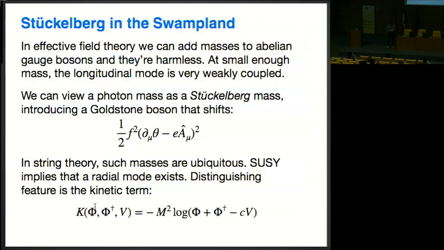Okay. So more recently, I've been thinking about another phenomenological application of these kinds of ideas, which is to photon masses. In effective quantum field theory, we can just add a mass to an abelian gauge boson and nothing bad happens. We don't have gauge symmetry anymore, we have an extra degree of freedom, but that degree of freedom is very weakly coupled if the mass is small, and so it seems harmless.